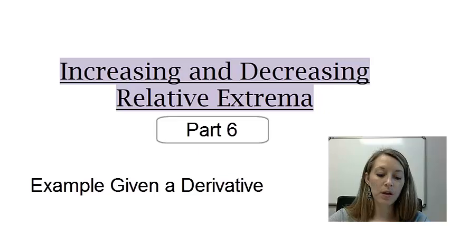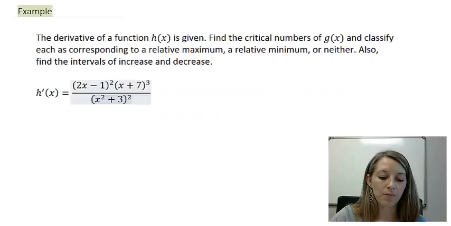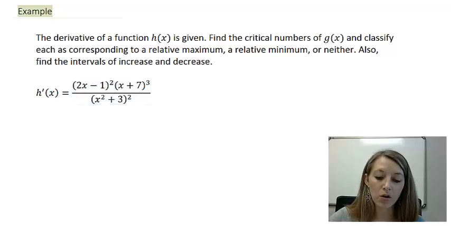So we are still working on relative extrema, and I'm going to show you one more example of this, except for it's going to be in a different format than what we have seen so far. So this one asks us to do the same thing that we did in the last example. Find the critical values and classify them as a relative max, relative min, or neither. Also find the intervals of increase and decrease.